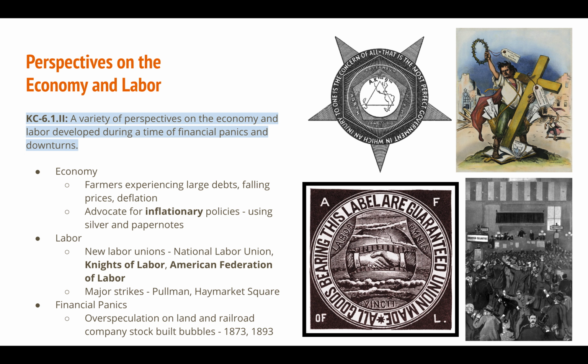They proposed doing this by coining silver in addition to gold, and also using paper notes, as we had in the Civil War. With labor, all the people that are working in these factories getting paid low wages, they begin to join labor unions. The first example is the National Labor Union. Then we see the Knights of Labor. The Knights of Labor were a catch-all labor union for anyone to join, and they end up losing membership after one of the large strikes, the Haymarket Square strike.